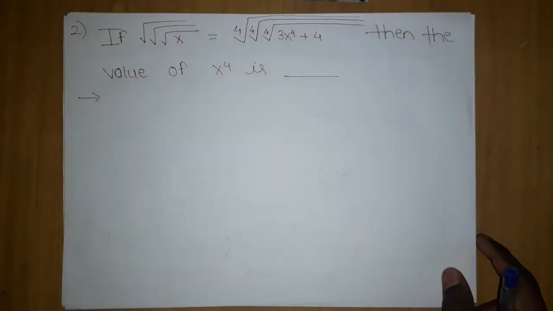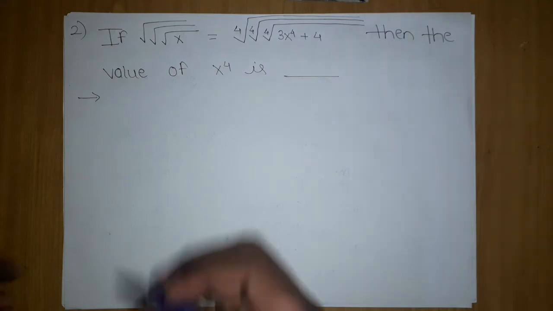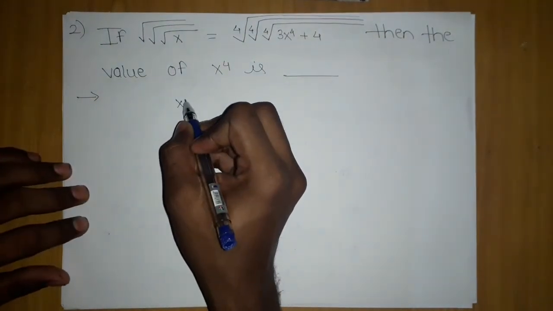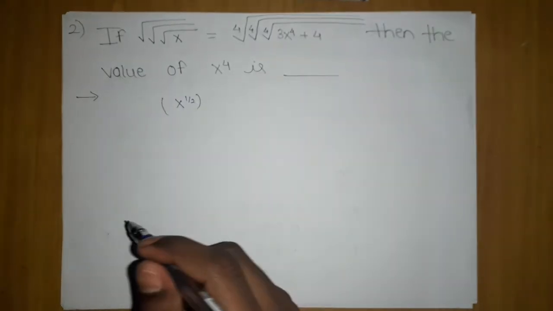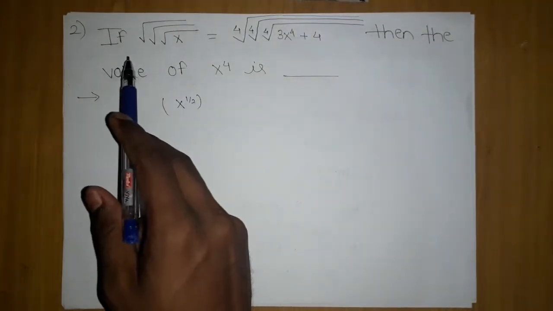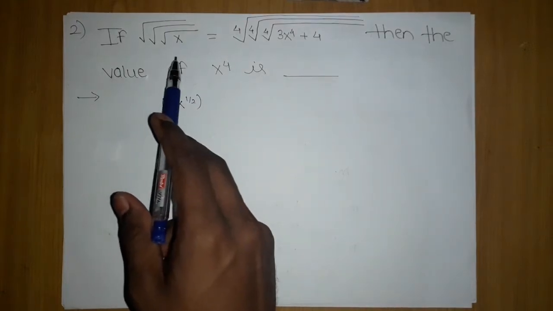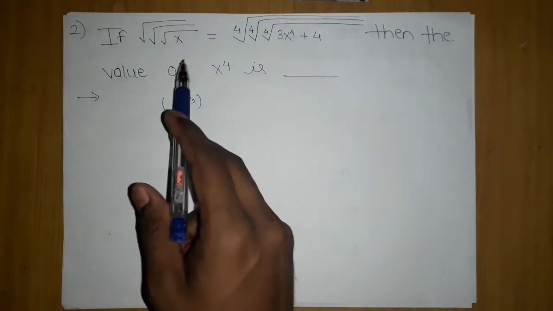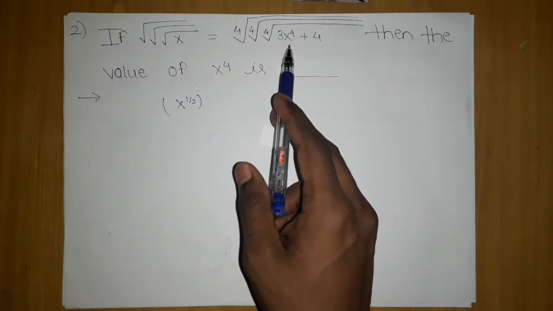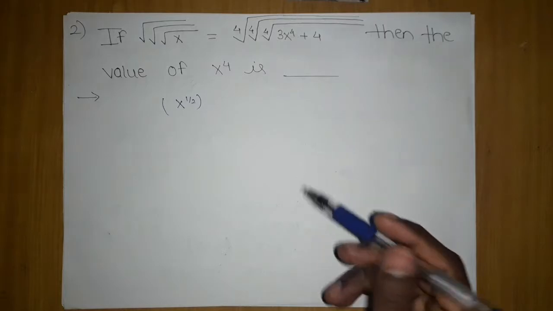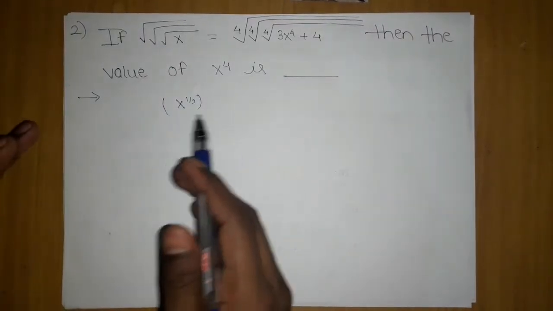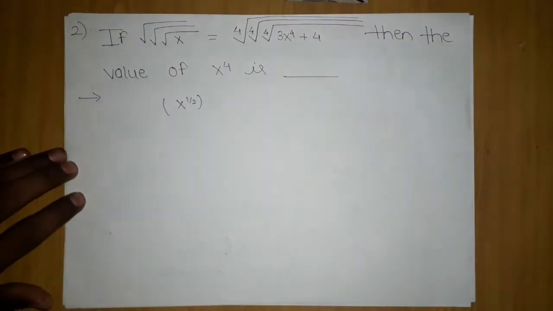This is the next question, the second question. If you see the question, how can you proceed? First, your basic things should be strong, like this square root. Let me read the question. If root x to the power root x to the power root x, and inside that it is x, and 3 x to the power 4 plus 4 to the power 1 by 4 to the power 1 by 4 to the power 1 by 4, then the value of x raised to 4 is what we need to find out.